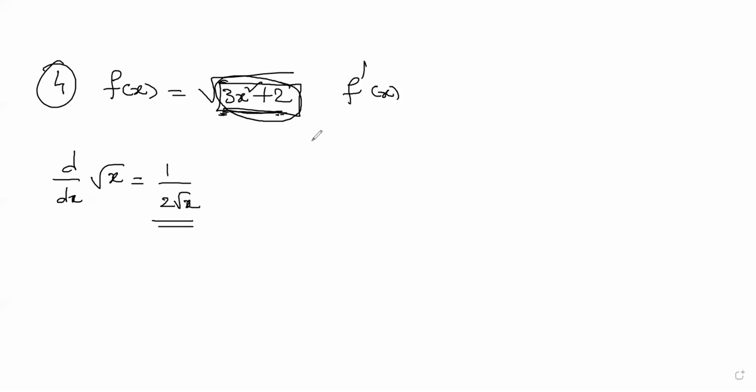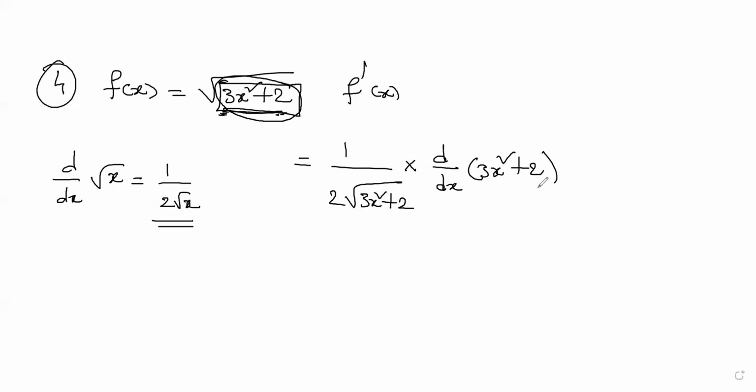So for inside the root, I need to multiply the derivative of this one. So the first part of the answer will be 1 by 2 root of 3x square plus 2. And then do the derivative of the extra part, what is turning up, what is popping up. So the derivative of 3x square plus 2 is 6. That's the extra part which is popping up. So that you can do the derivative just like that.